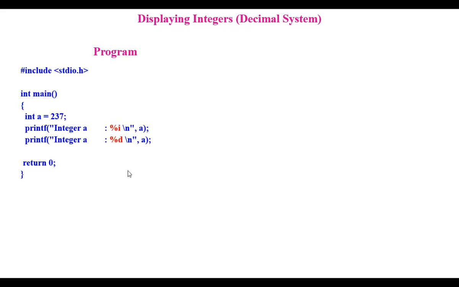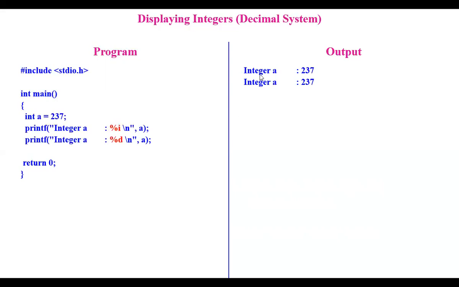Compile this and execute. You get an output like this. Here the output is integer a is equal to 237. Whether you use %i or %d, both are the same. Both give you the same output. So this is the way of displaying an integer in decimal system.